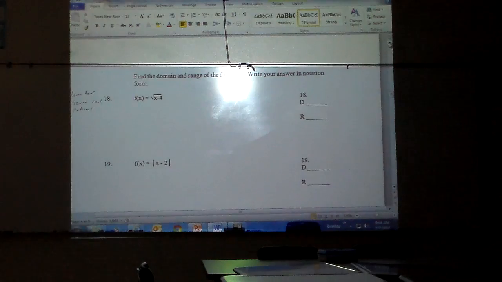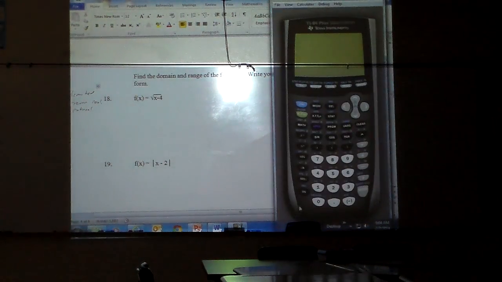So if you go to your calculator right here, turn it on. All right. And I'm going to go to my y equals button. And what I'm going to do is this. I'm going to go second square root, because this is a square root, and do x minus 4.